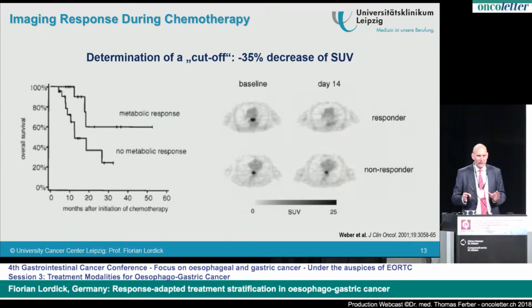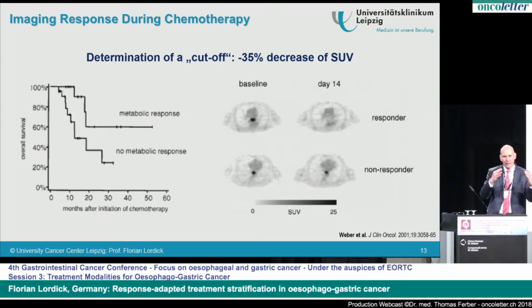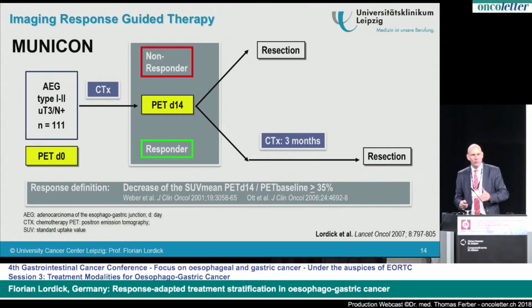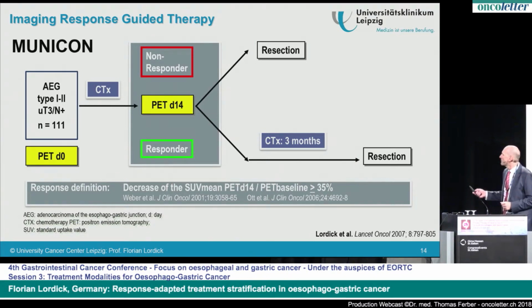And what the group from Munich nicely showed, that there is a threshold of decrease of SUV, of FDG uptake in the tumor. Professor Weber defined this threshold being most accurate at minus 35% decrease of the FDG uptake. And if you do so, you see a group of metabolic responders and non-responders with a very different prognosis, long-term after resection. And based on this knowledge, we started the Munich trial that was published in 2007. It's already 10 years ago now, where we did an induction chemotherapy for 2 weeks, and then a second metabolic response assessment with continuation of the chemotherapy in case of metabolic response, and with discontinuation of this strategy and immediate resection in case of metabolic non-response.